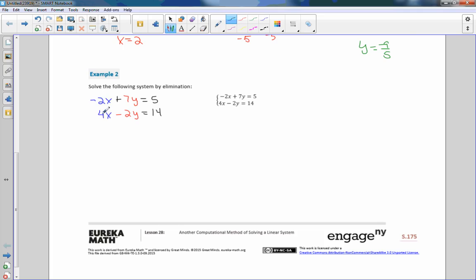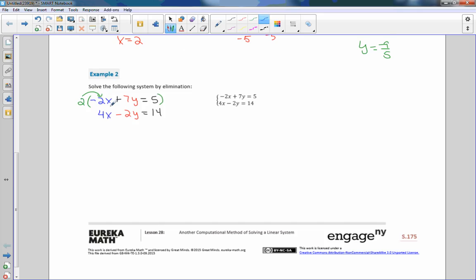Well, I see right here that if I multiply negative 2 times 2, I get negative 4. So what we're going to do in this problem is multiply the top equation by 2. I'll leave this equation right here, and when I do this distributive property, I'll write it underneath here, and then we'll add these two.